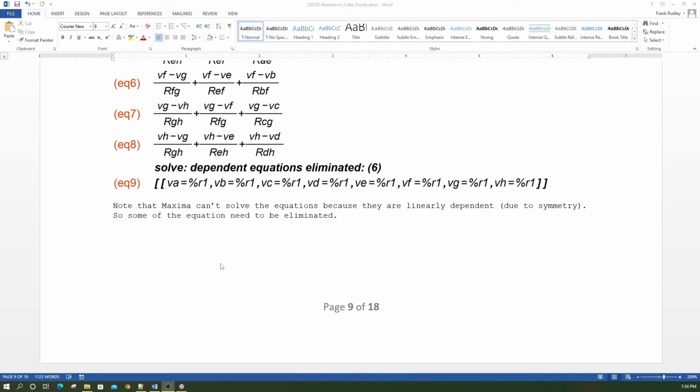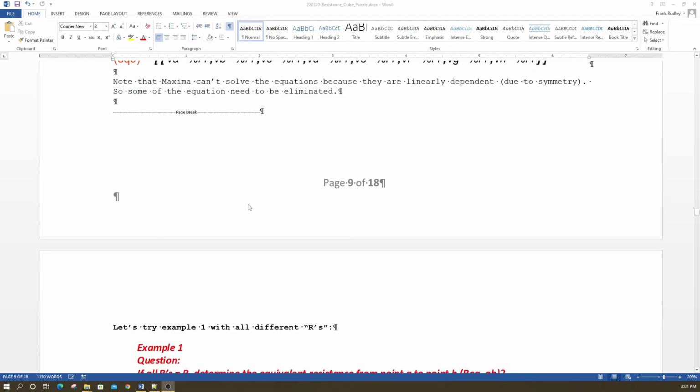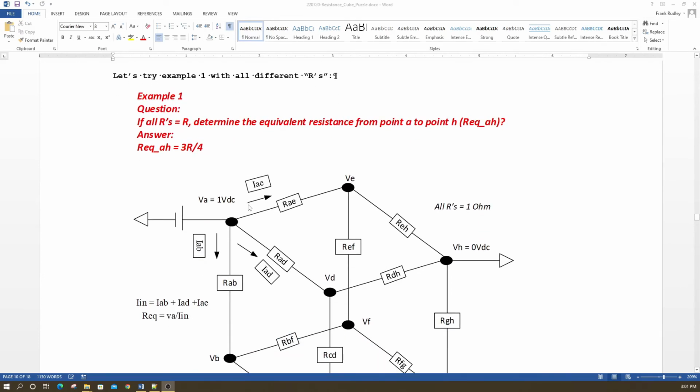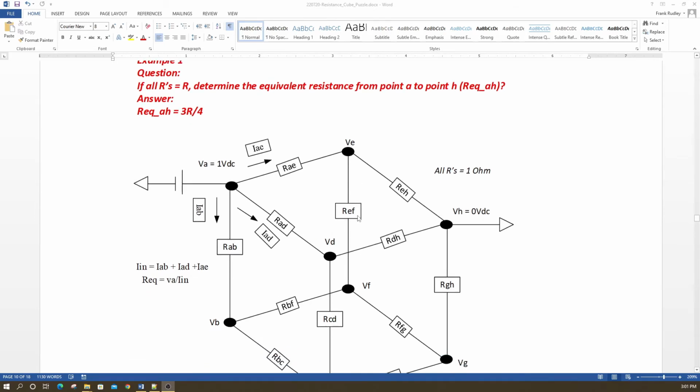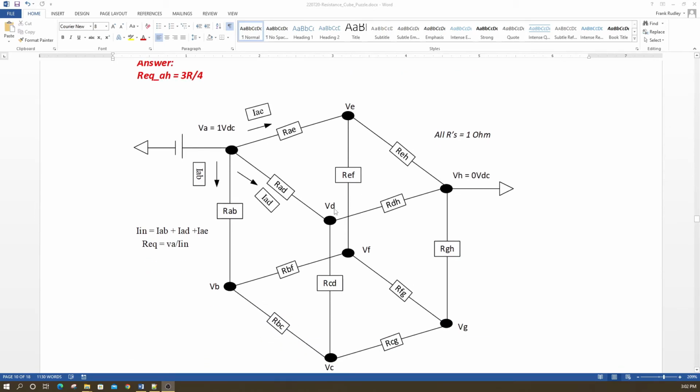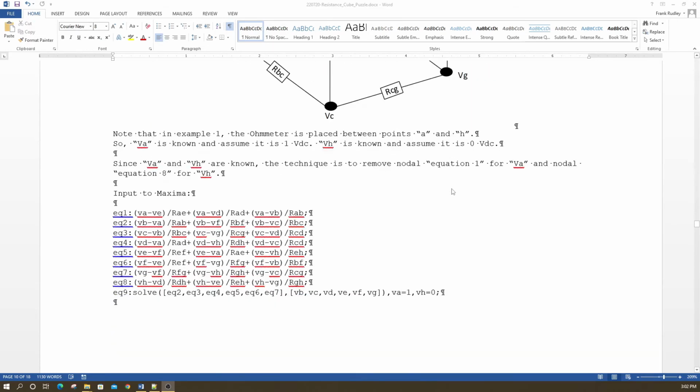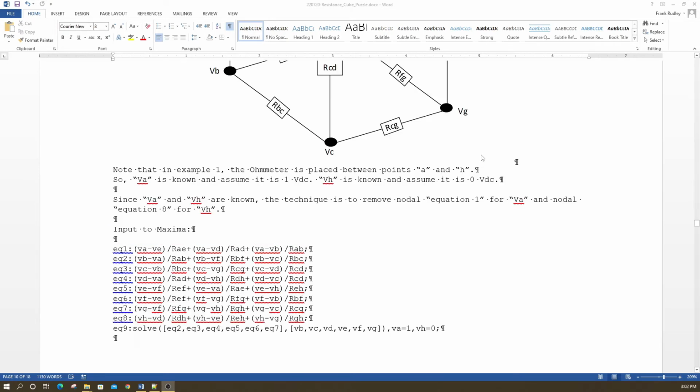And there's an easy way to do this, especially because we're using an ohm meter. So let's try example 1, but let's do the case where all the resistances are different. There's 12 different resistors. That's a pretty complicated case. Anyway, our ohm meter is placed between point A, node VA, and node H. So let's give that a shot with Maxima. Note that in example 1, the ohm meter is placed between points A and H.